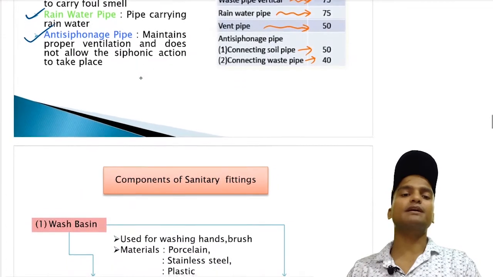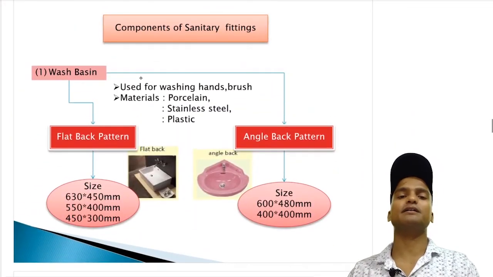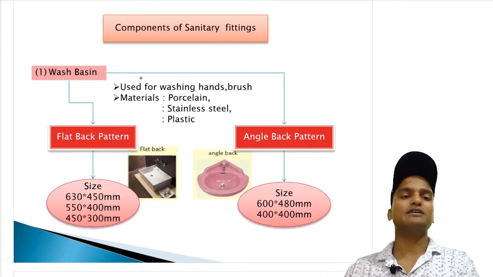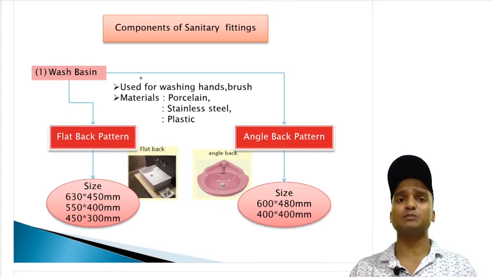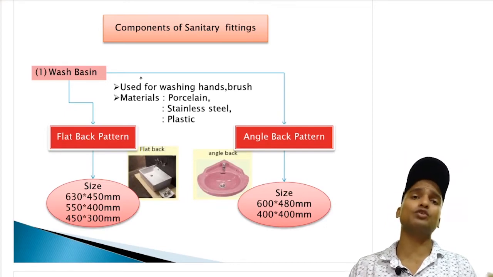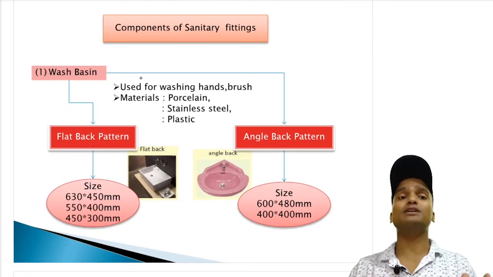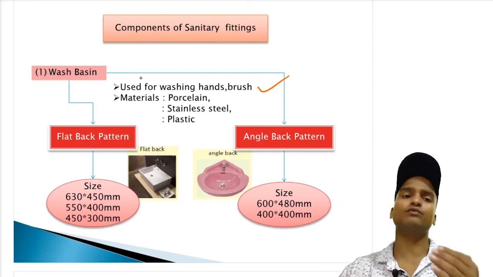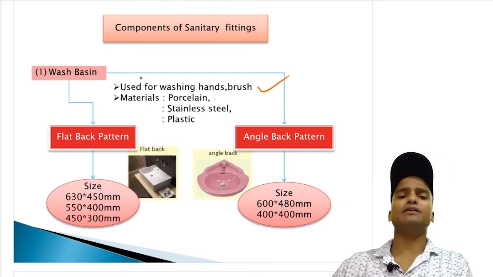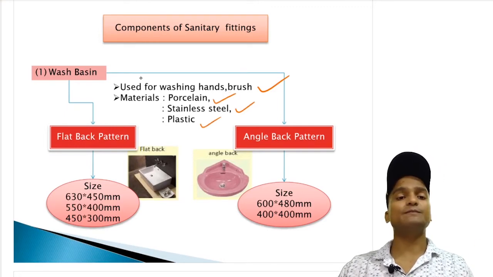Now comes different components of sanitary fittings, and this is going to be a bit more interesting. So the first one is the wash basin. Many a times I have heard and experienced the people using the word wash basin and sink synonymously, but this is not true. Both are different. So all those basins which you see in the bathrooms are wash basins, and they can be made of porcelain, stainless steel or plastic.